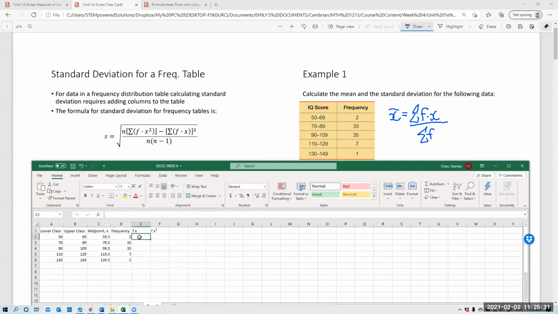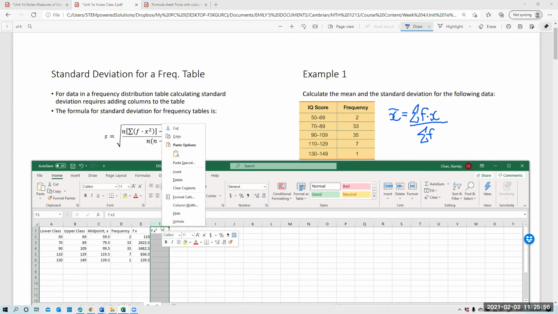Okay, so now I'm just going to multiply these two columns together. My frequency is equal to this column right here multiplied by, so that's an asterisk, multiplied by my x, which is this column right here. And I'm going to find my black plus sign and drag it all the way down. That'll give me my frequencies times my x.